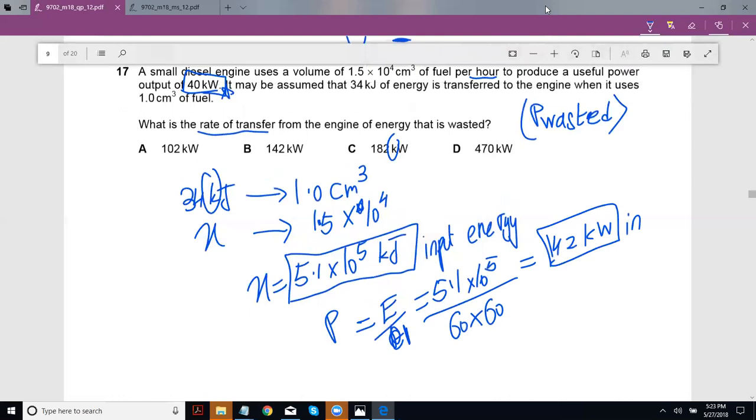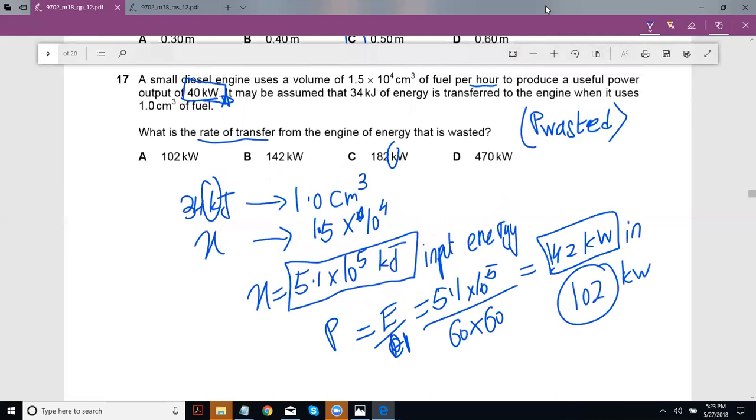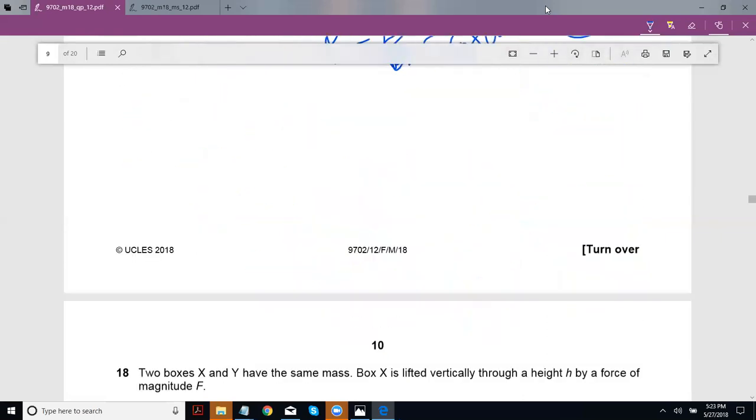We know that the useful output was 40 kilowatts, which leaves your wasted power to be 102 kilowatts. You just subtract the two. And again, to repeat, the rate of transfer of energy is basically power. Energy upon time, that's your rate of transfer, is power. So when they're saying the rate of transfer of energy that is wasted, they're basically asking the power that was wasted, which is what we calculated here. That's A, and we can proceed.